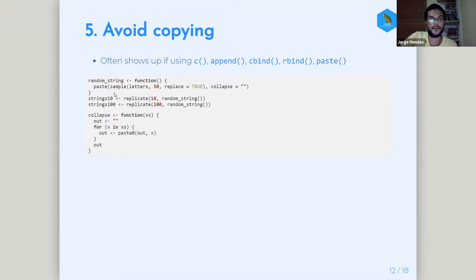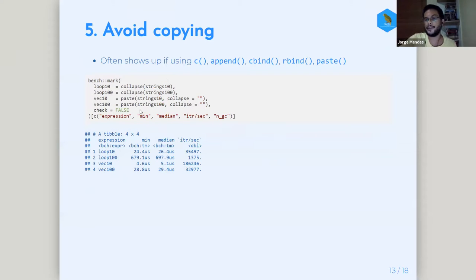So here we're trying to paste. We create random strings, like 10 random strings and 100 random strings, and we collapse them into one big string. First he uses the function paste, but in a for loop, we loop over the function and each time we grow a vector. And you can also use paste, which already is a vectorized function. The thing is, the paste version is much faster than the loop, and it scales much better.